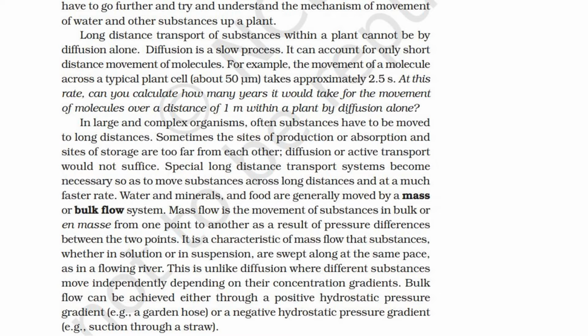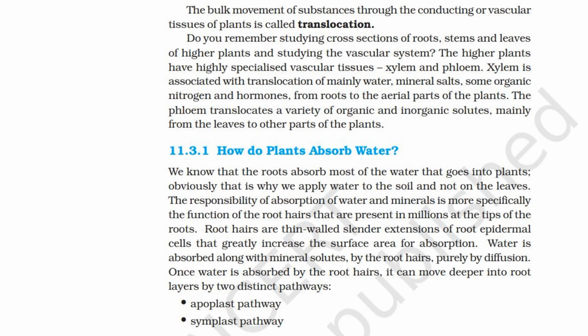Bulk flow can be achieved either through a positive hydrostatic pressure gradient, for example, a garden hose, or a negative hydrostatic pressure gradient, for example, suction through a straw. The bulk movement of substances through the conducting or vascular tissues of plants is called translocation.